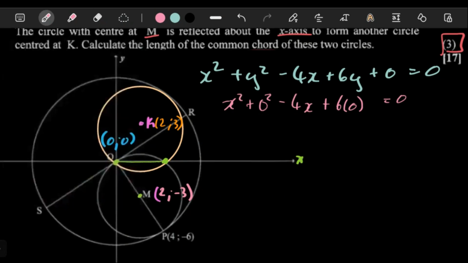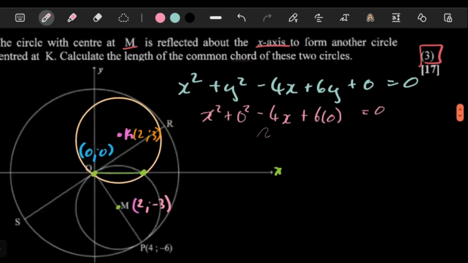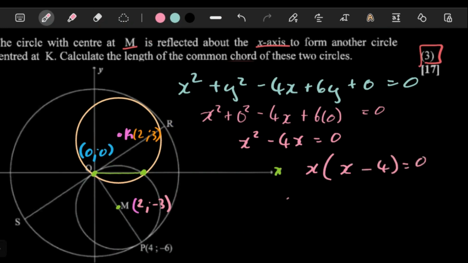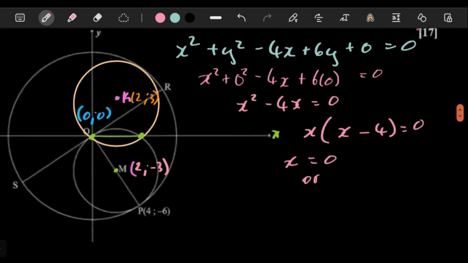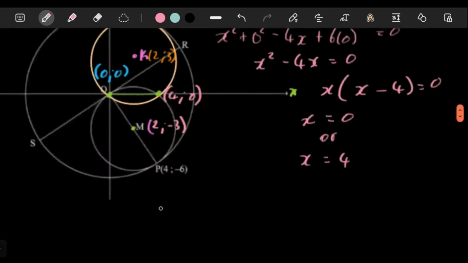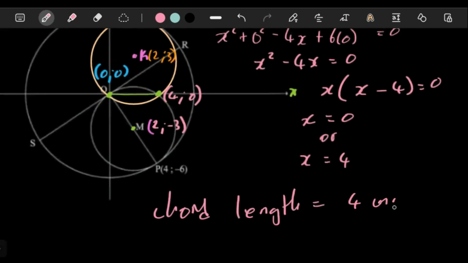So let's see here. This is going to be x squared minus 4x equal to 0. Here we can factorize: x times x minus 4 equal to 0. As expected, we're getting 2 answers. So clearly the x value here is 4. So the distance there, the chord length, is 4 units. Very straightforward question, this one.